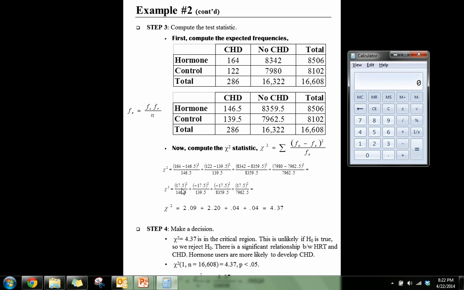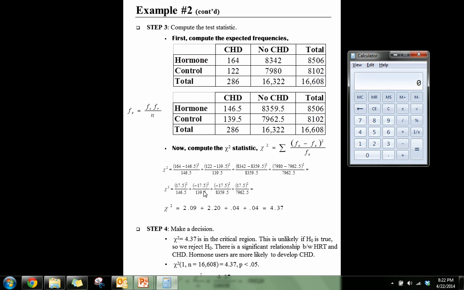So let's just go through one of these fractions so you can see where I got these values right here. So let's look at this fraction right here. Again, we'll work with our calculator. Here I have 17.5, and I want to multiply that by 17.5. In other words, I'm squaring it. That equals 306.25. Then I'm going to divide that by 146.5, just as it's written right here on our fraction. That will equal 2.09. All right, so that's where I got this value.